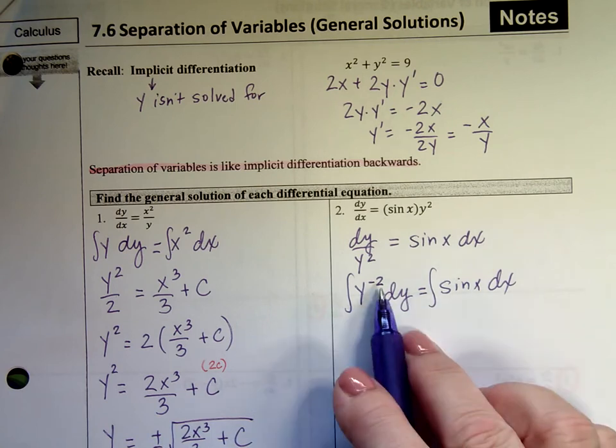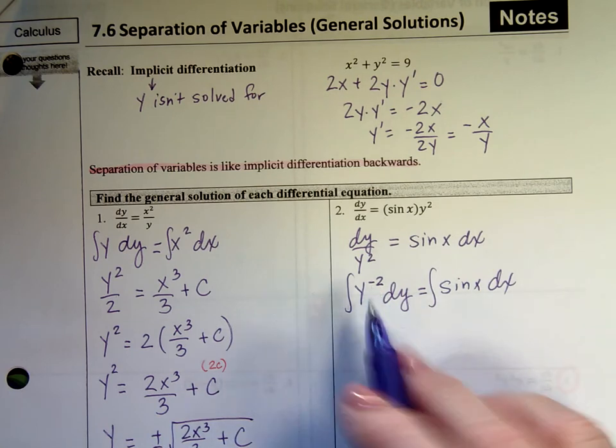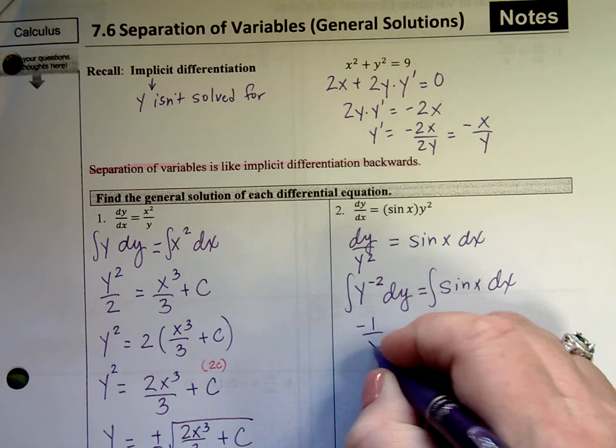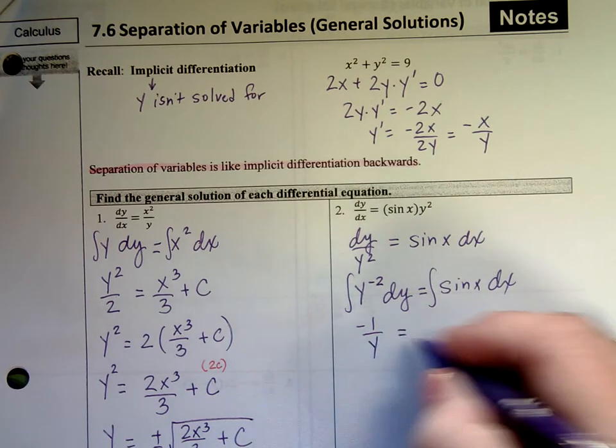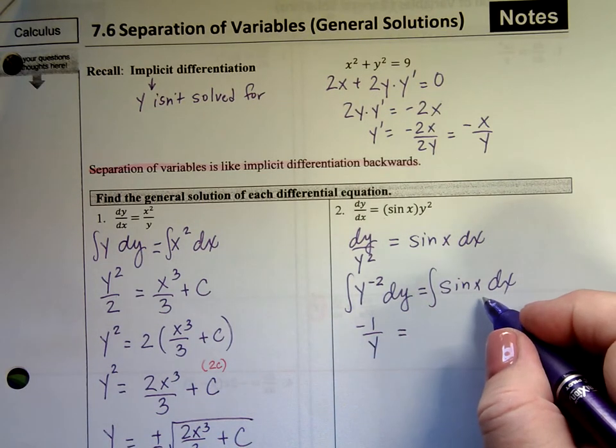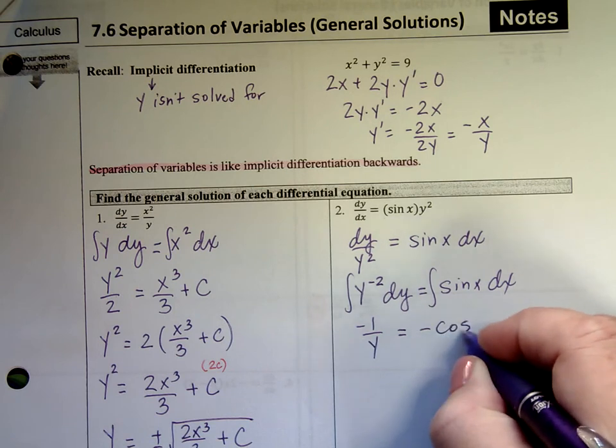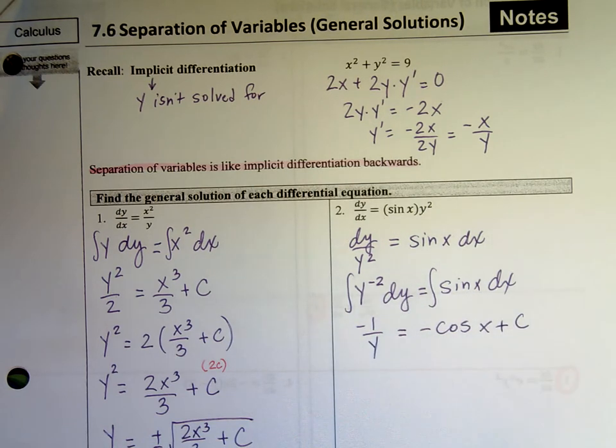I add a power on, divide by the power. That's going to be negative 1 over y equals, and if I integrate a sine, I get negative cosine, plus c goes on the right with the x. And then you've got to solve for y. So you're going to kind of finagle this thing a little bit to get it so that it's y equals.